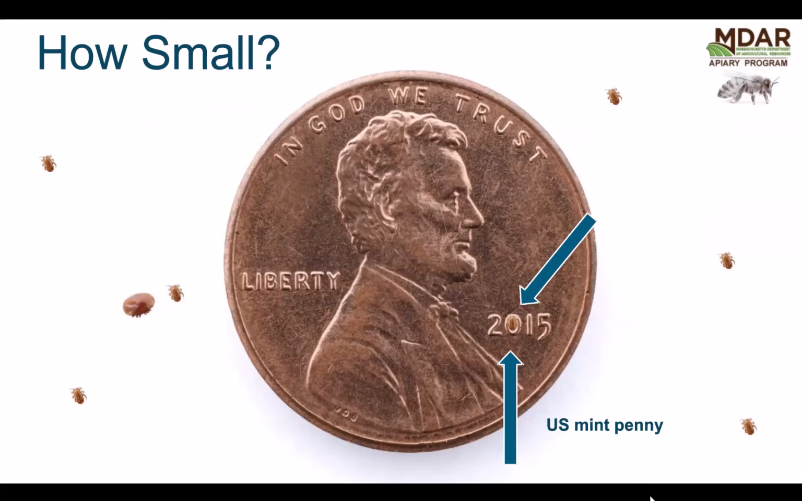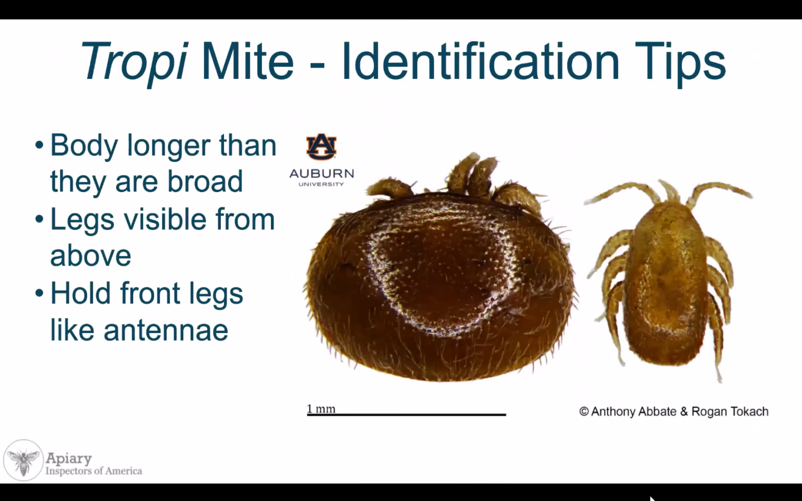But when you look at them, this is a size comparison of putting one on a penny. It's the size of the zero on the 2015 here. So they're super small. They're really small, so they're a little hard to see. Like I said, their body is longer than they are broad and their legs are visible from above. And their front legs, even though they have 8 legs, they keep 6 on the ground and they keep the 2 up like little antennas, like little feelers. So they're a little crazy looking when they're running around with their 2 feet in the air.